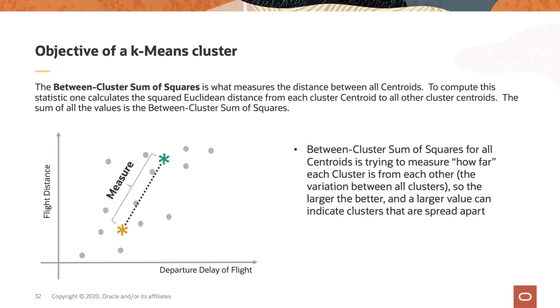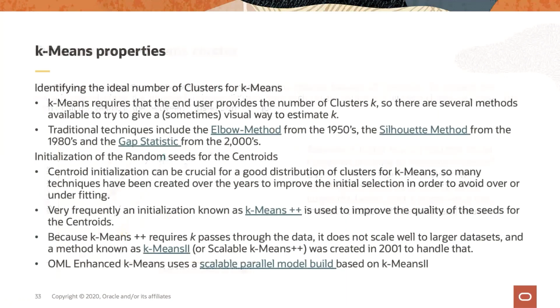And then the properties for k-means in particular, right? When you think about things like trying to identify the ideal number of clusters for k-means.